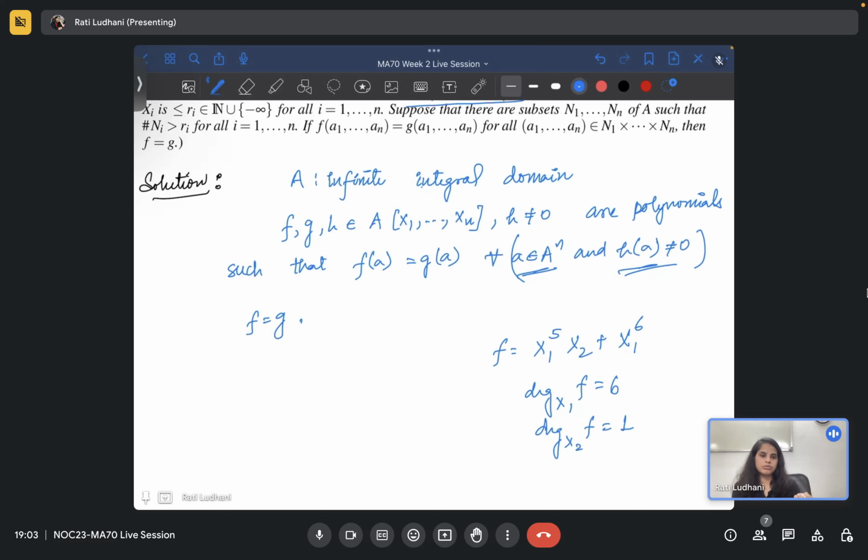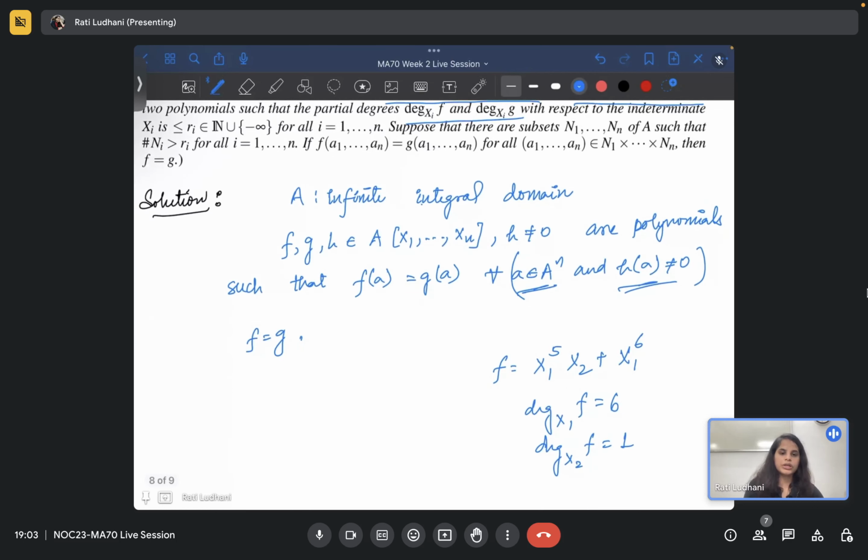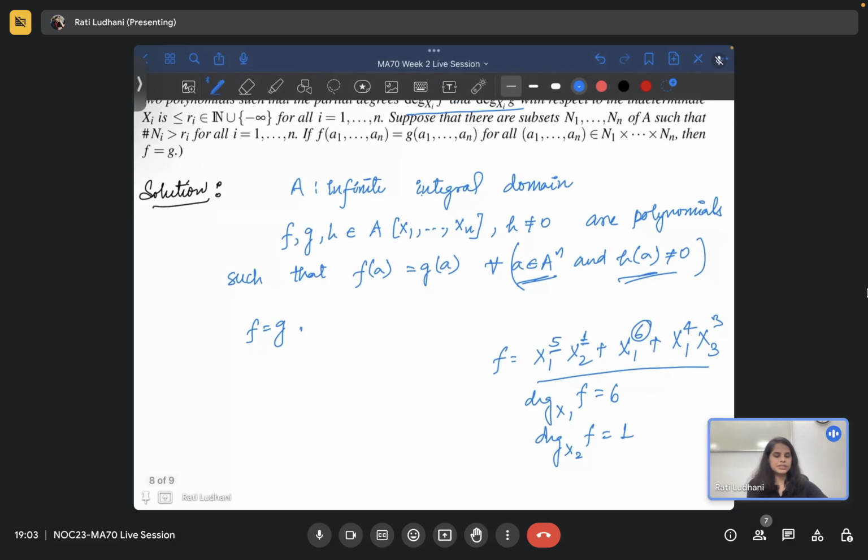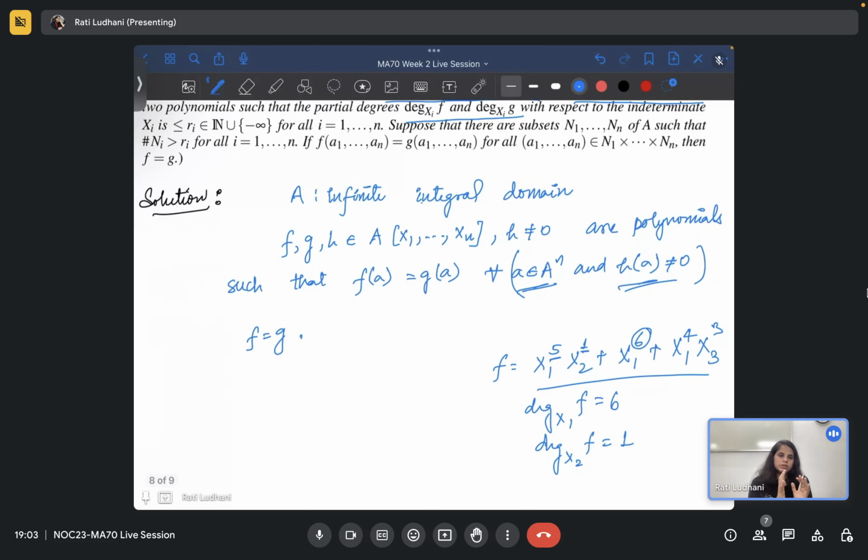So the highest degree of xi which appears in f. These are partial degrees. Total degree of f will be the exact degree. For example, I might have something like this, then the total degree will be just 6, because of the total power you can have. If I have more than that, let's say I have this 3, then the total degree will be 7 of f. Total degree means the sum of the powers you have in the terms, the maximum of that.